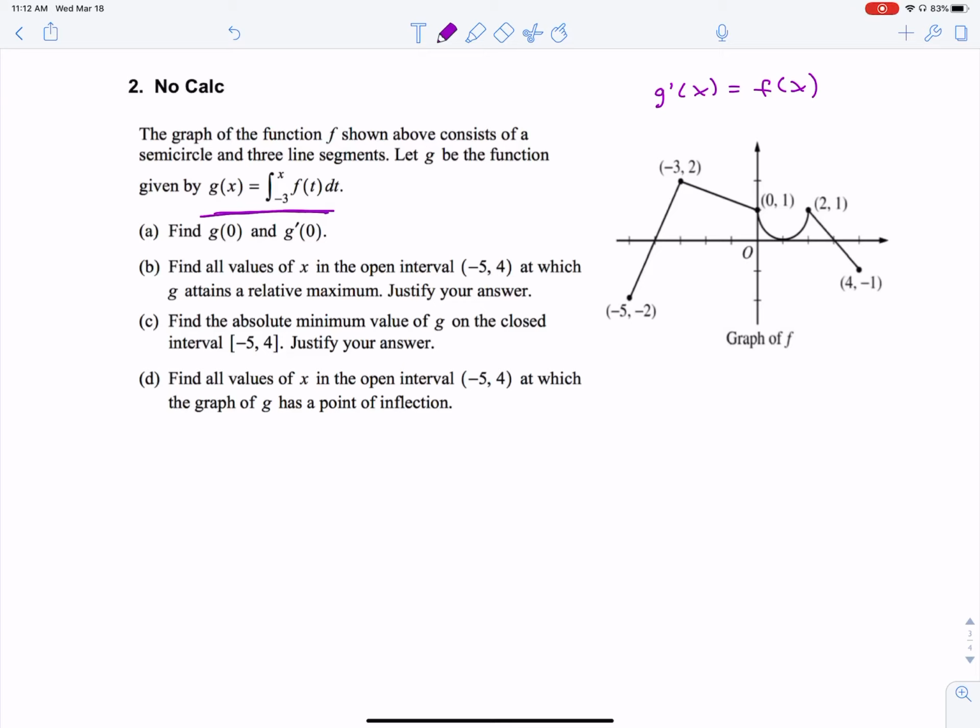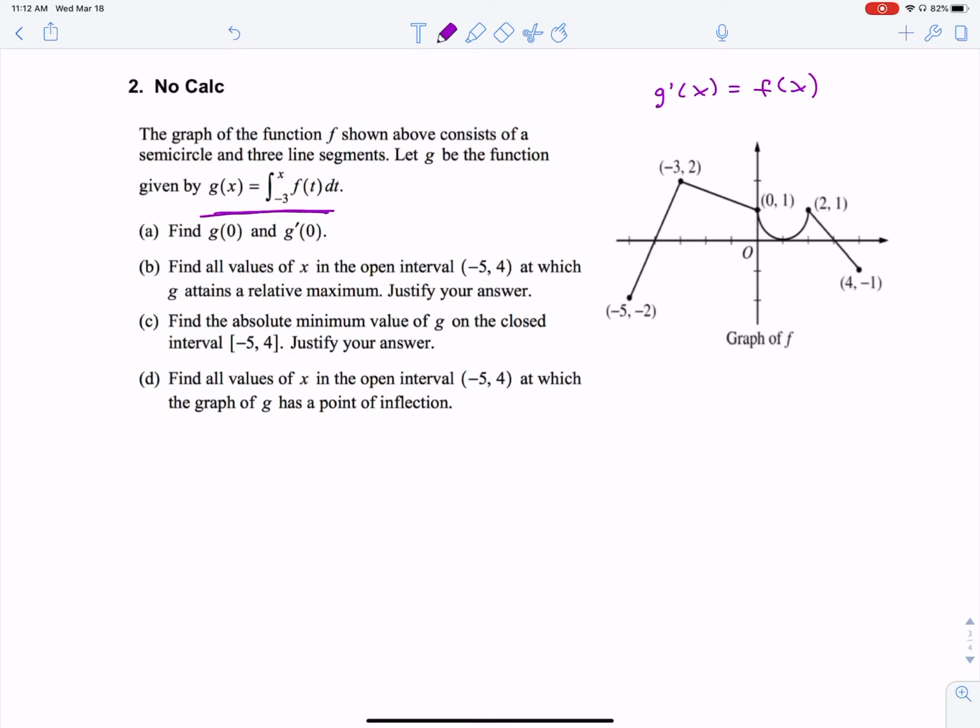Anytime they give you any kind of function, a graph, or a table, you have to ask yourself, is it a position function, velocity function, or acceleration function? That should be the very first thing that you do. Because if you don't do that, then the rest of the problem is going to go very poorly for you. Okay, so we are looking at a velocity function, a derivative.